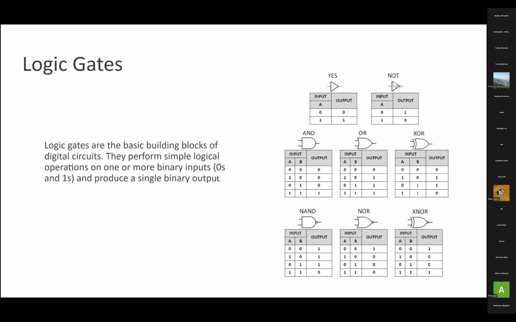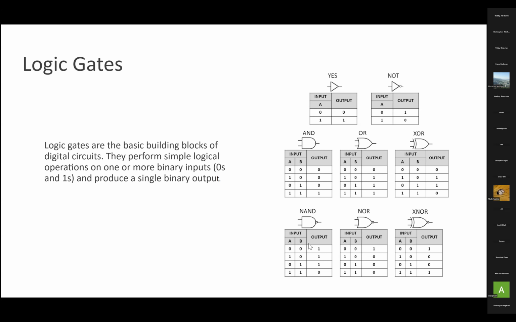And the NOT just switches 0 to 1 and 1 to 0. The AND is a gate that only outputs 1 if both A and B are 1. The OR outputs 1 if either A or B is 1. XOR outputs 1 if there's an odd number of 1s. So if this was a 3-input XOR gate, it'll be the same thing. It has to be an odd number of 1s.